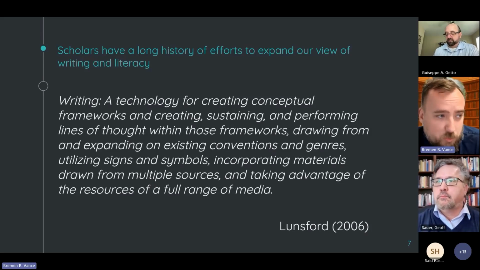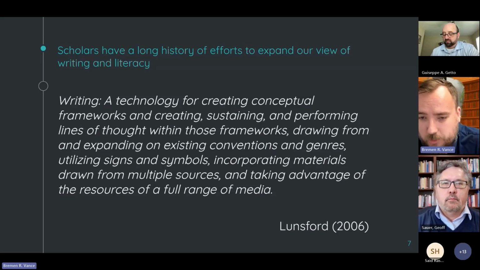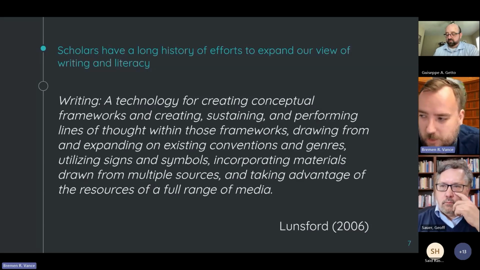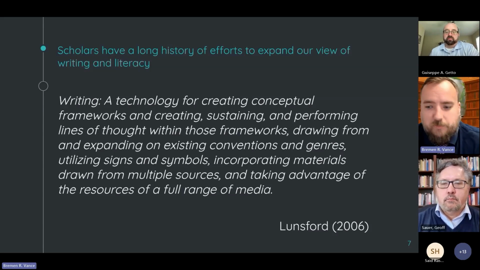I'm going to just briefly run through the quote. She said that writing itself is a technology for creating conceptual frameworks, creating, sustaining, and performing lines of thought, drawing from and expanding on existing conventions and genres, utilizing signs and symbols, incorporating materials from multiple sources, and taking advantage of the resources of a full range of media.